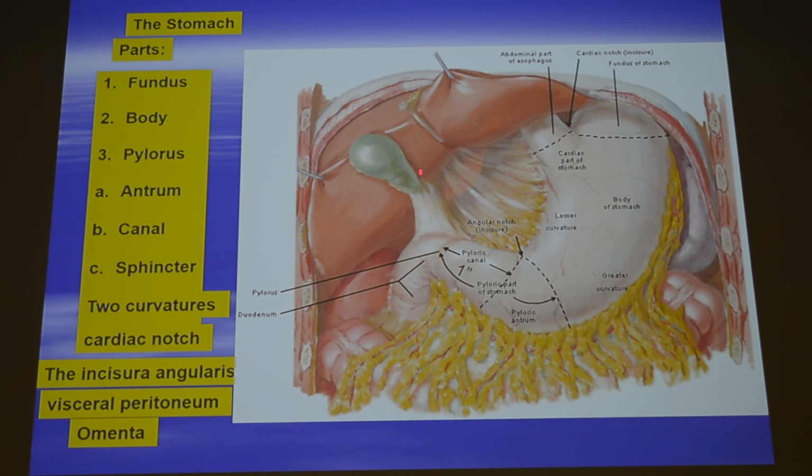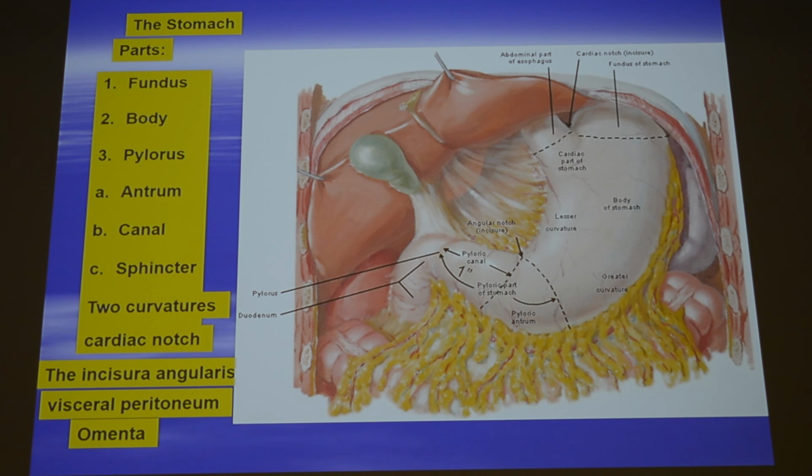Now, this is a little bit thickened. It attaches the liver to the duodenum, which is the first part of the small intestine, and the last part of the pylorus. It's called the hepatoduodenal ligament. It is very important because if you open it, you're going to see three important structures in that.